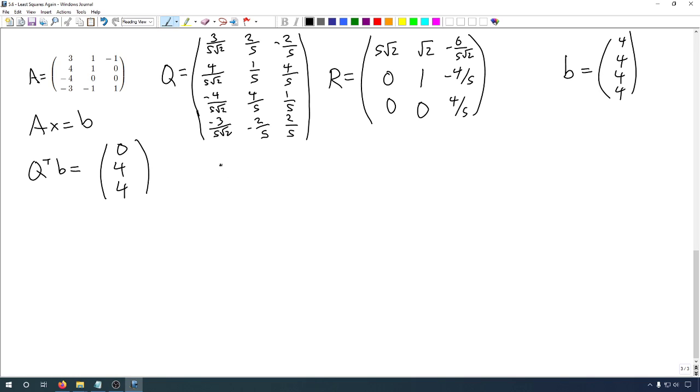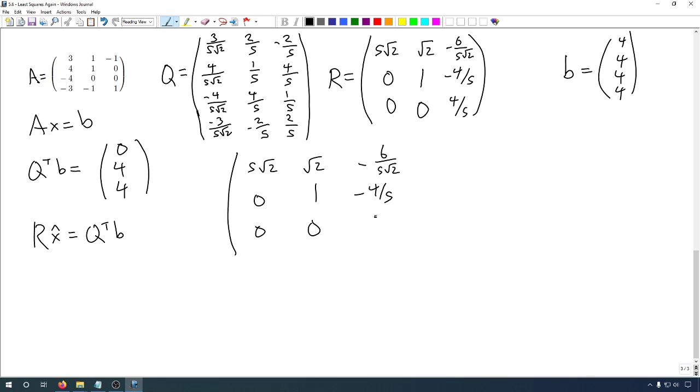Not that this would be that complicated either way, but it is quite a bit of writing. Now we're going to remember that we have R times x hat is equal to Q transpose b. Our R we're going to put here as 5√2, √2, -6/(5√2), 0, 0, 0, 1, -4/5, 4/5. And our Q transpose b is 0, 4, 4.